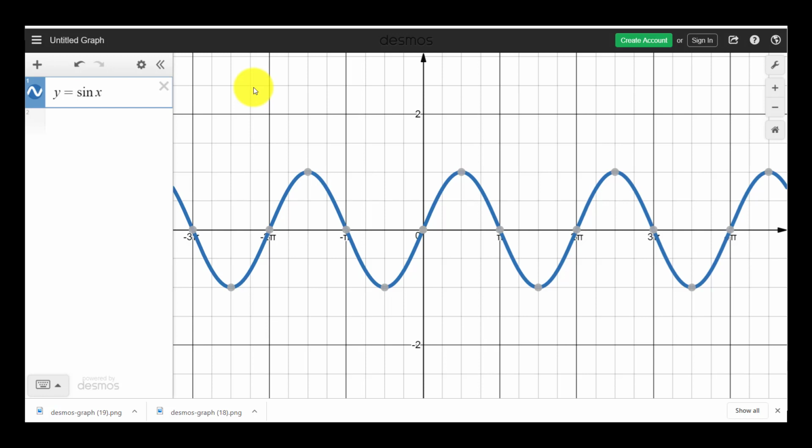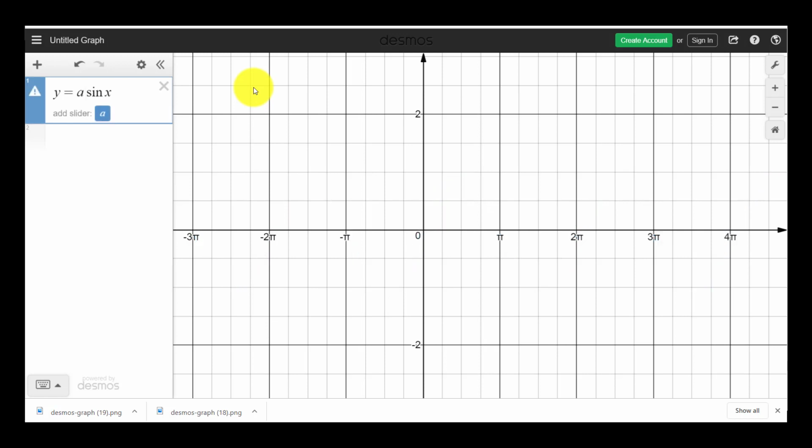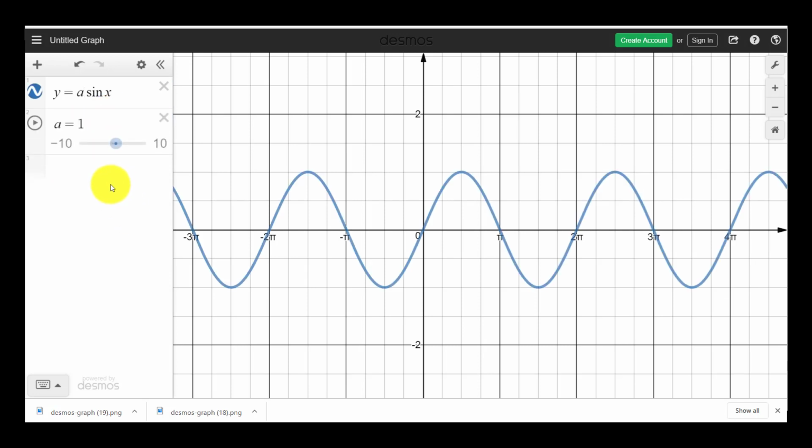Let's imagine that I want to just do a multiplier on the outside. So I'm just going to call it A, because A is the standard. And who am I to deviate from the standard, hey? So I'm going to add a slider for A. And you can do this as well. The sliders on Desmos are really good. Now this is what happens as I change A, and it just automatically sets up an animation.